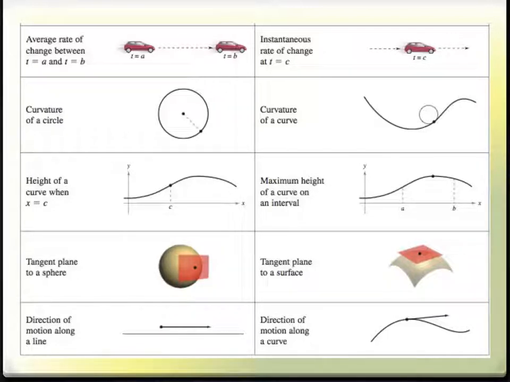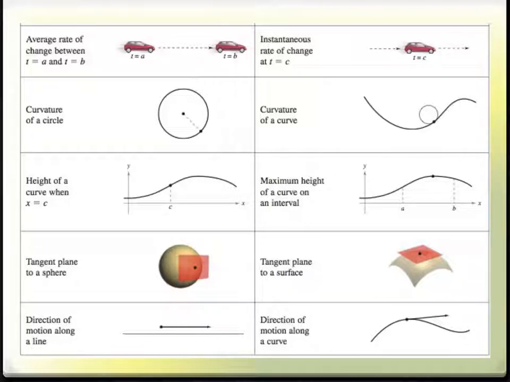Without calculus, we can find the height of the curve at a specific point, much like the very first picture that I did. But with calculus, you can actually find the maximum height of a curve on an interval. In 3 dimensions, which we won't get to in Calc 1, but it's true, you can find the tangent plane to a sphere without calculus. With calculus, you can find the tangent plane to any surface.